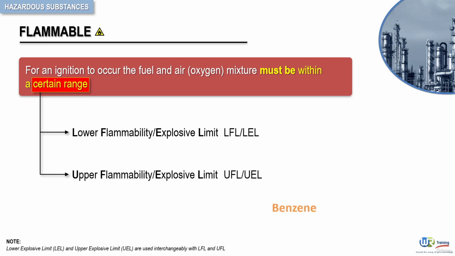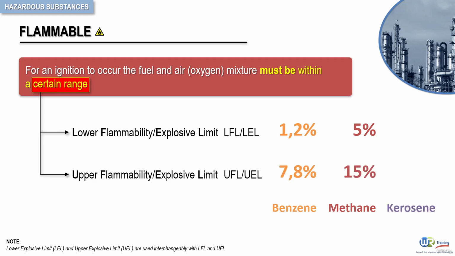Now, different flammable materials will have different flammability limits. For example, benzene will have a lower flammability limit of 1.2% and an upper flammability limit of 5%. Methane, on the other hand, will have a lower flammability limit of 5% and an upper flammability limit of 15%. And here the range for kerosene.